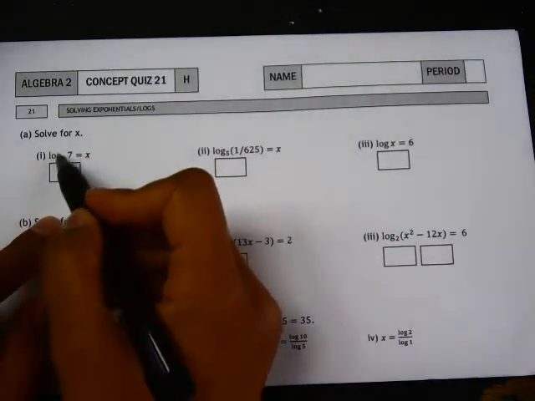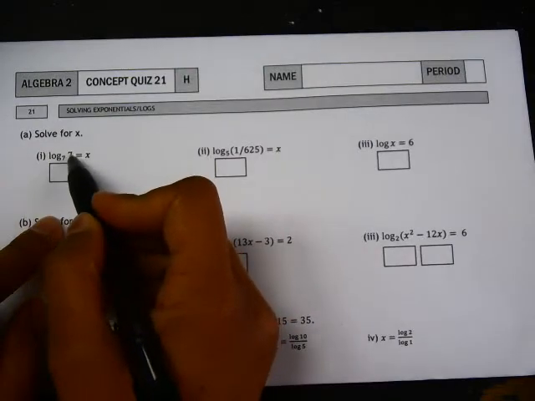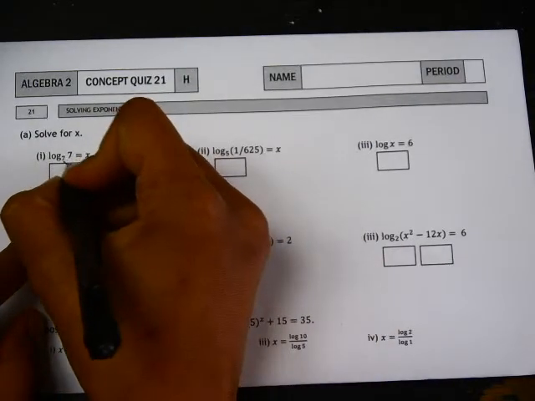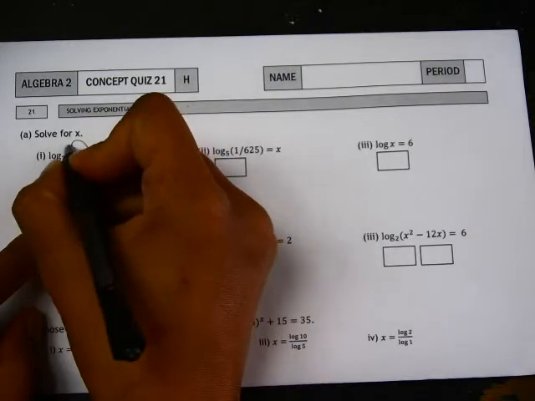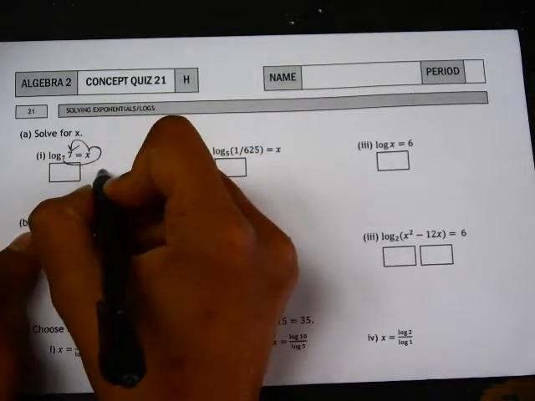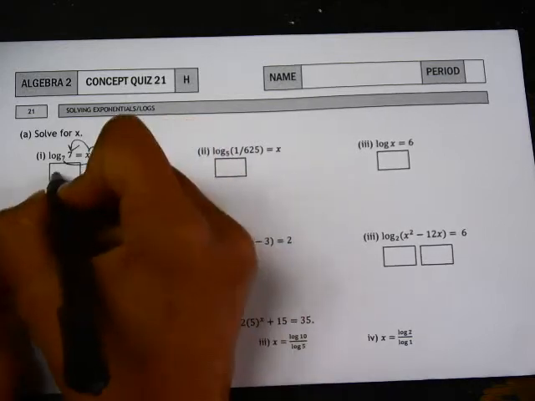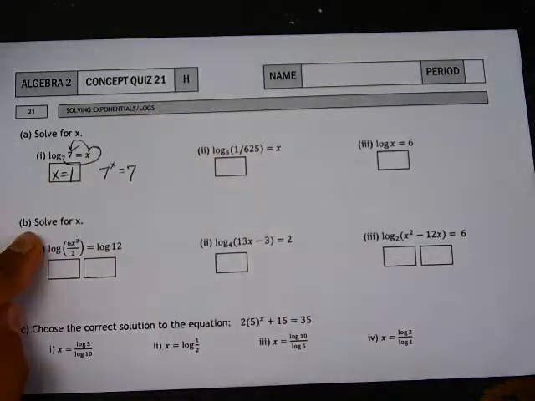So in number 1 here, log base 7 of 7 means 7 to the power of x equals 7. So in this case, if 7 to the power of x equals 7, x must be equal to 1.